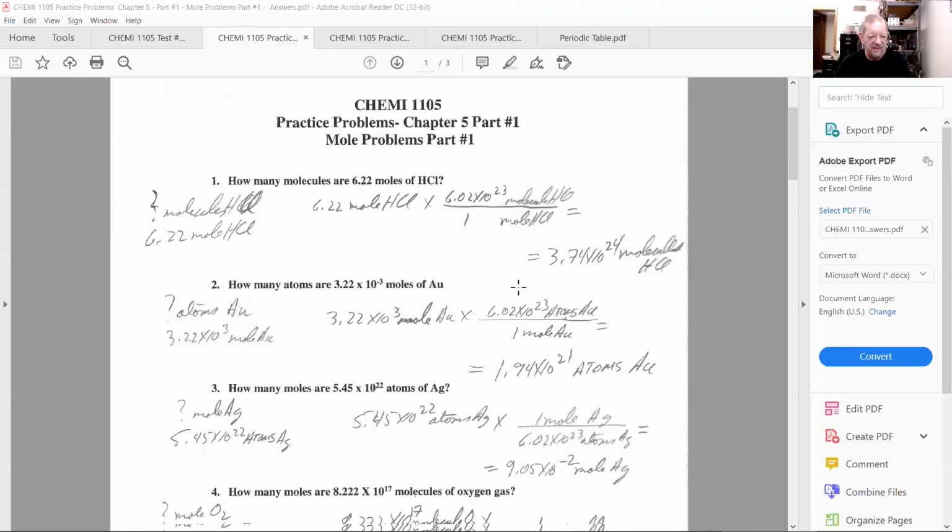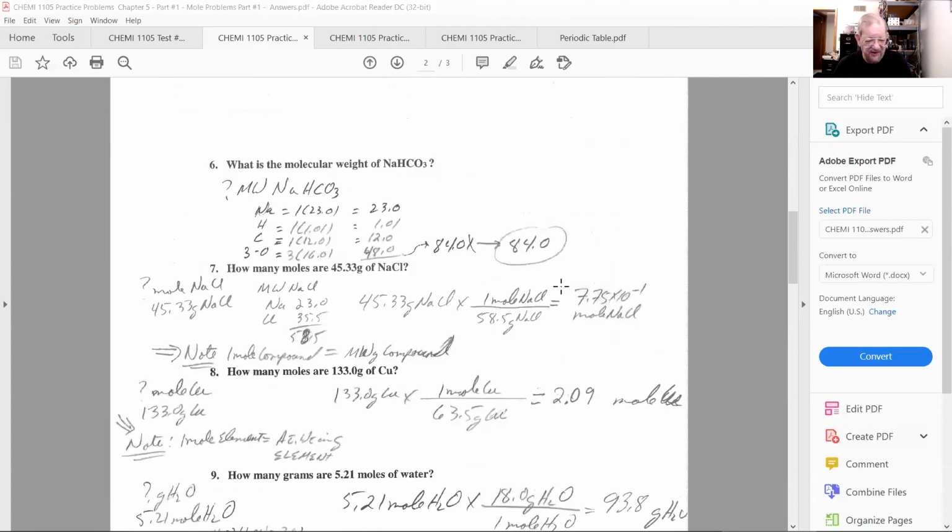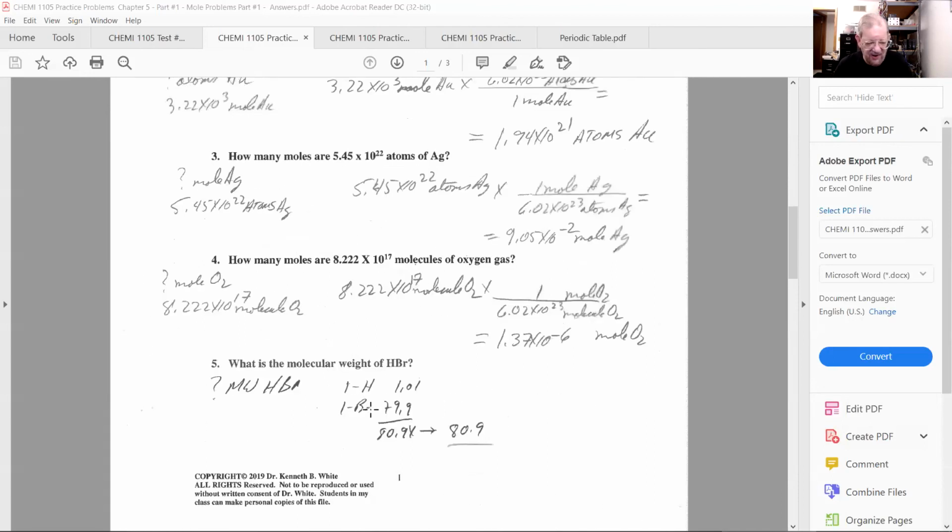And hence, you should know how to do that type of mole problem. It was on test number 2. And I have a number of examples here you should know how to do.